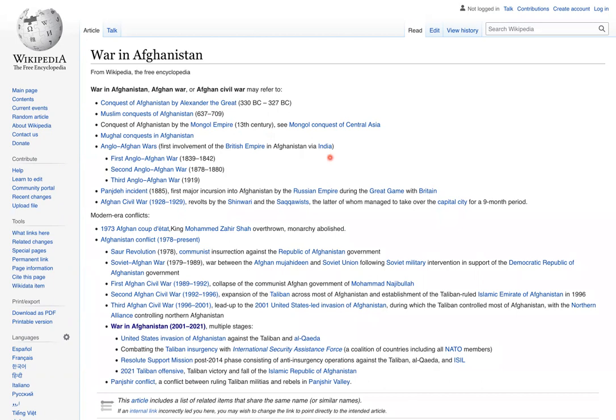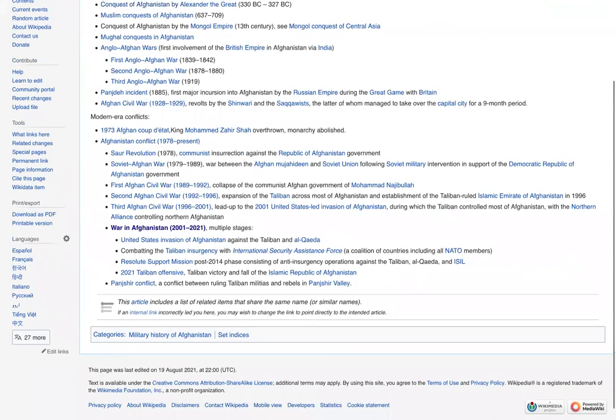The Panjdeh incident in 1885, which was the first major incursion into Afghanistan by the Russian Empire during the Great Game with Britain. The Afghan Civil War from 1928 to 1929. Then in the modern era, we have different conflicts. The 1973 Afghan coup with King Muhammad Zahir Shah overthrown.